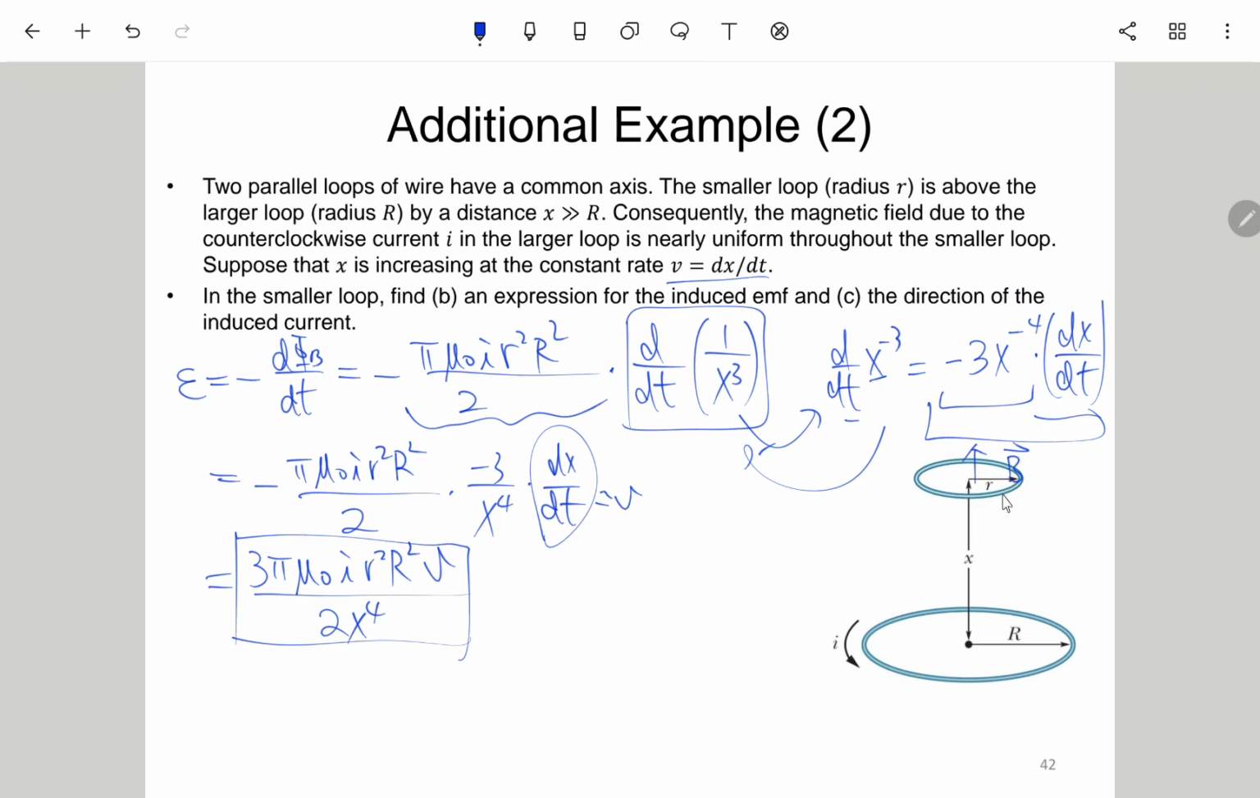If it is decreasing, which means that the induced B field should be pointing upward, to counteract the B field decreasing. In such a way, the current should be counterclockwise. So I induced, for question C, I induced is counterclockwise.